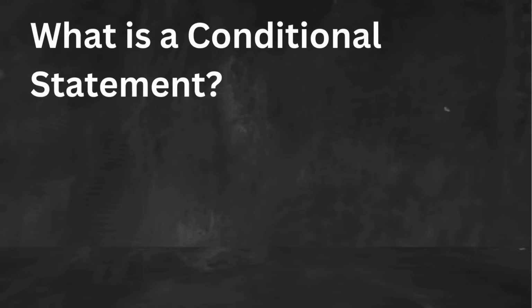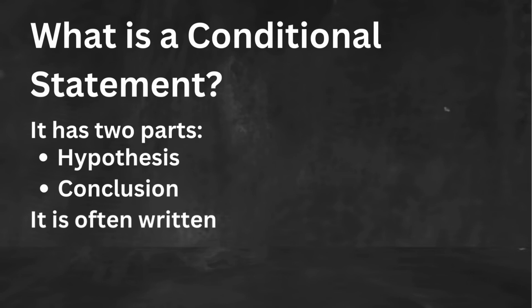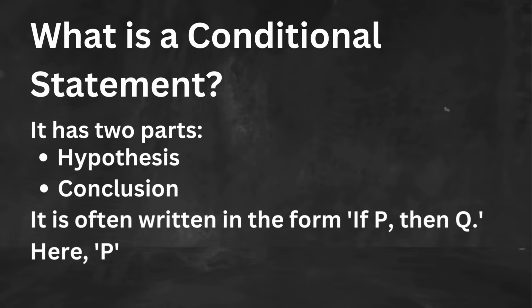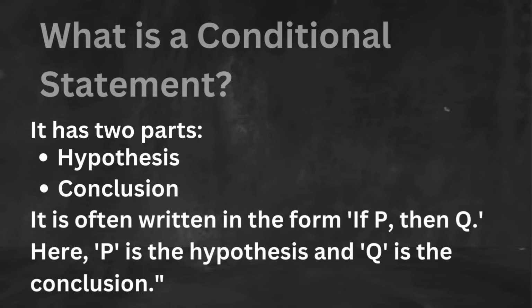What is a conditional statement? A conditional statement, also known as an implication, is a logical statement that has two parts, a hypothesis and a conclusion. It is often written in the form if P, then Q. Here, P is the hypothesis and Q is the conclusion. The truth value of a conditional statement depends on the truth values of P and Q.